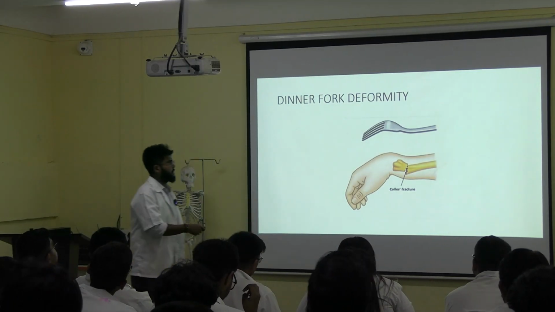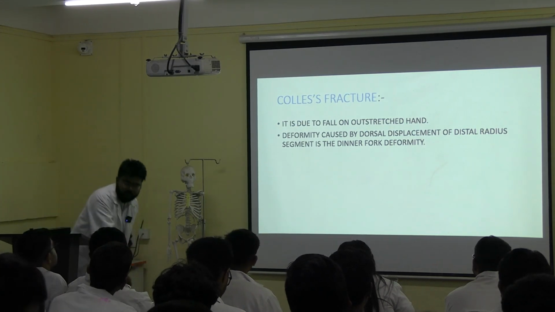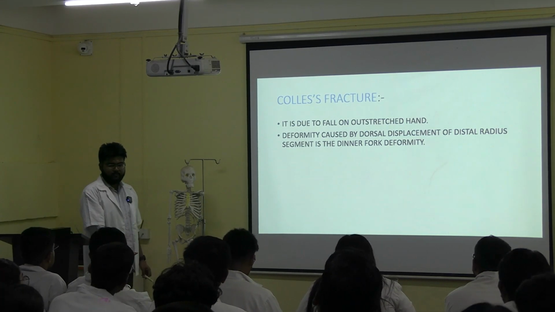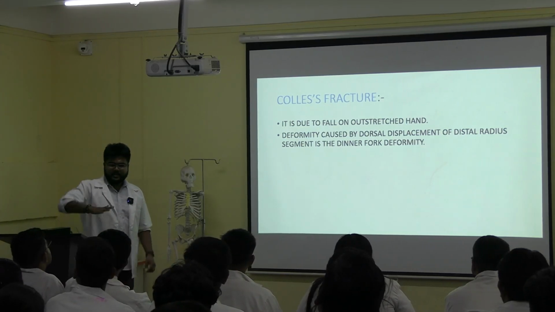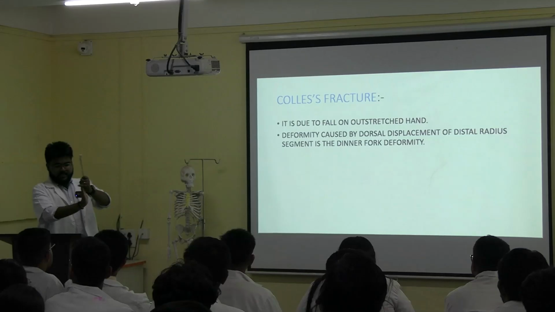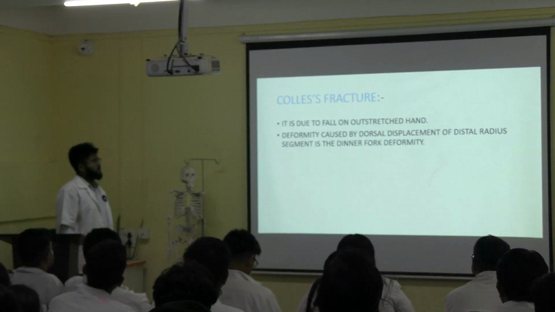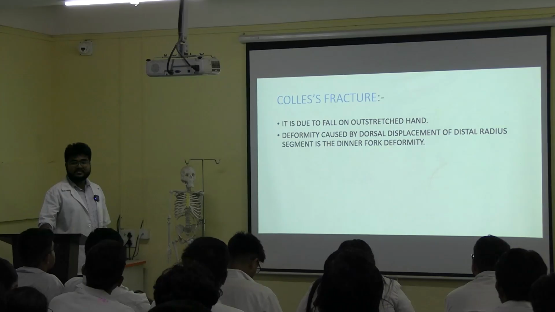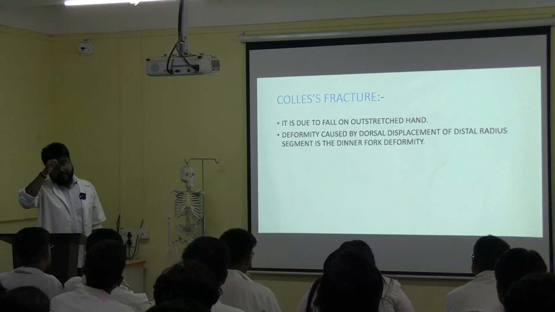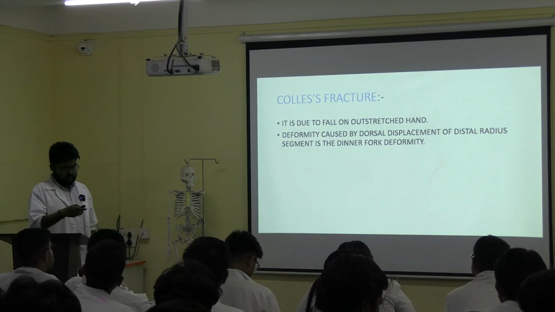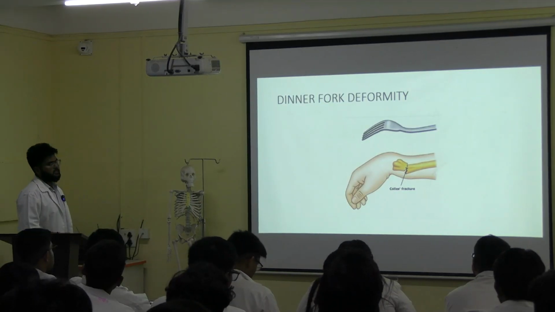This situation happens due to a fall on an outstretched hand, a fall with this type of movement. You have seen it, right, when walking and falling from above, with an outstretched hand like this, this happens. The deformity is caused by dorsal displacement of the distal radius. This is also called fork deformity. It looks like this. So this situation is called fork deformity.